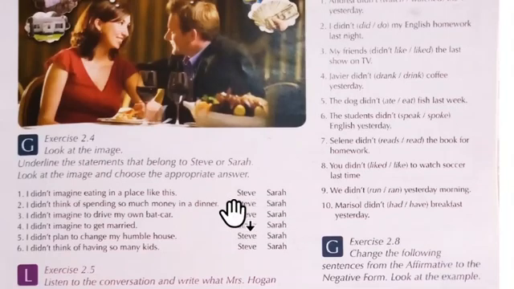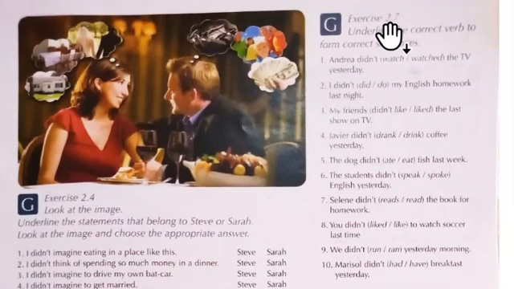Okay, now on exercise 2.7, underline the correct verb to form the correct sentences. Now you have 10 sentences and you have the verbs in brackets. You have to decide what would be the right verb. Is it watch or watched? Did or do? Didn't like or liked? Drank, drink? Ate, eat? Speak, spoke? Read, read? Liked, like? Run, ran? Or had, have? The idea is you have to remember the structure and then choose what would be the right verb.